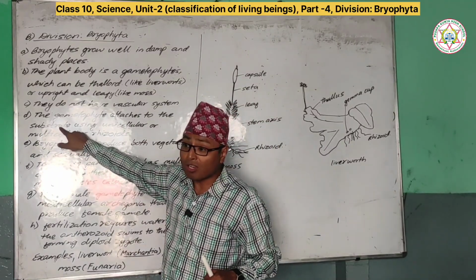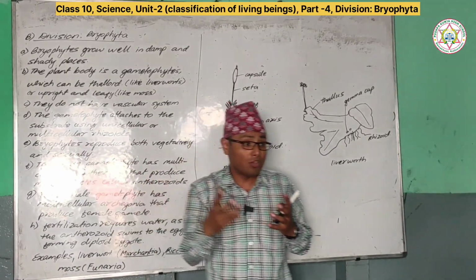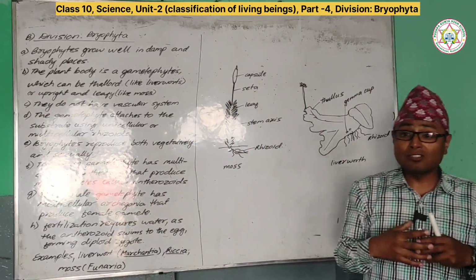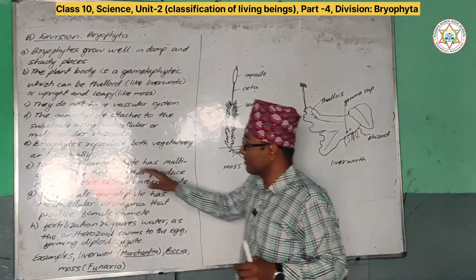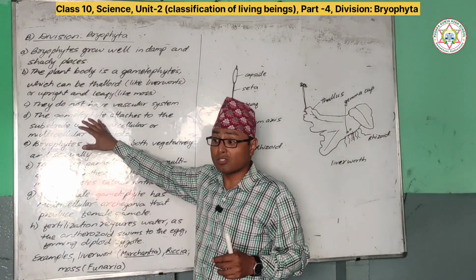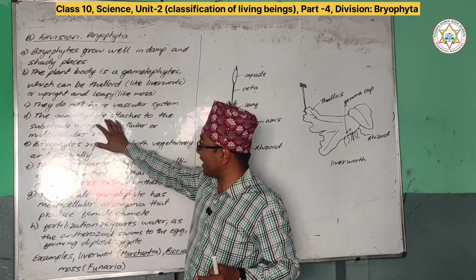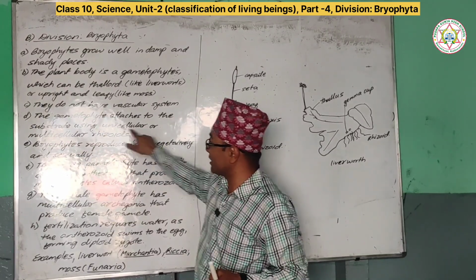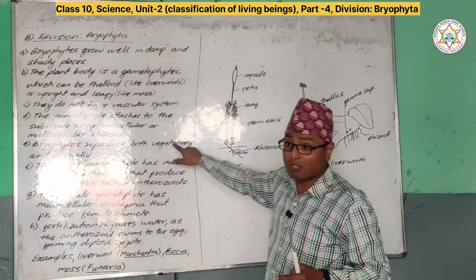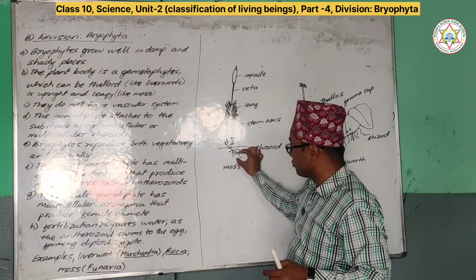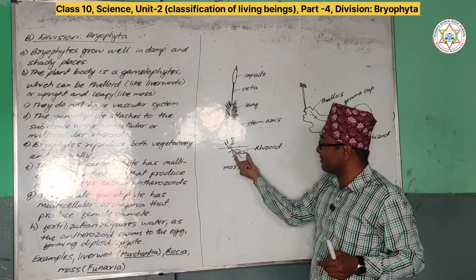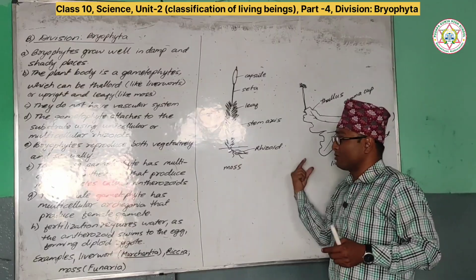Substratum means that may be rock or soil where it grows. That is called substratum. So this gametophyte is attached to the substratum using a unicellular or multicellular rhizoid. Rhizoid is like a root. So they attach to the substratum with the help of rhizoid.